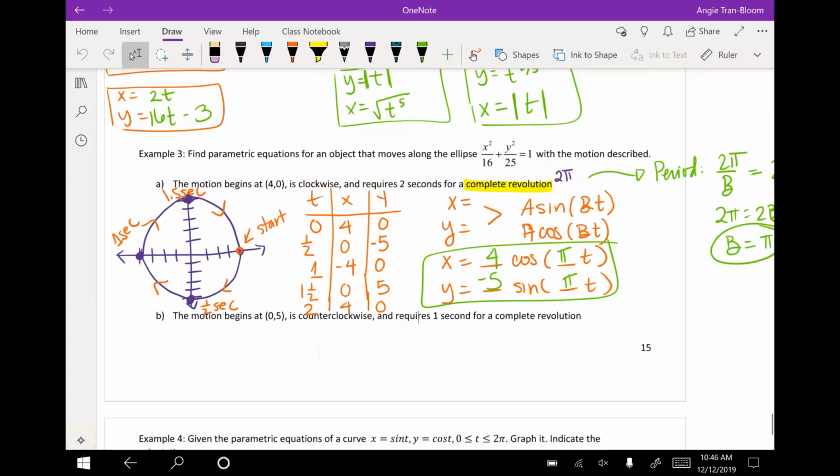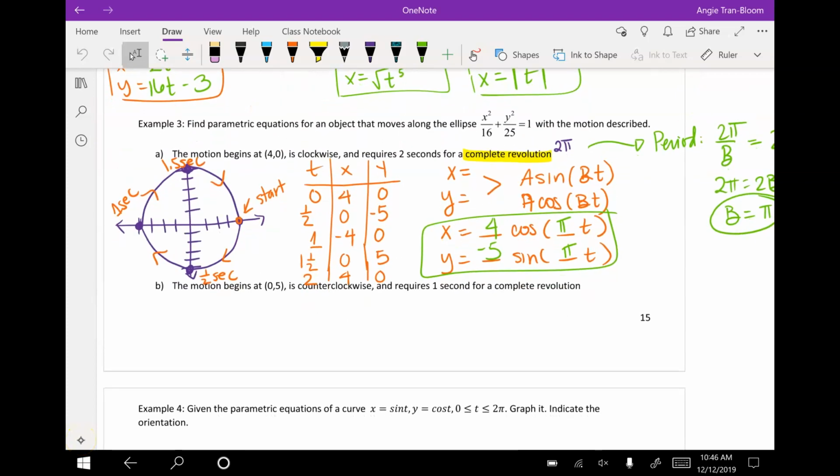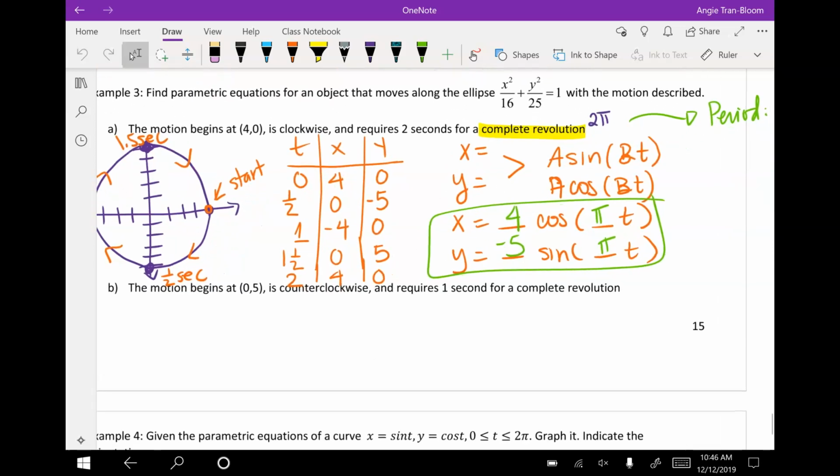Yesterday, guys, we did example A already. The instruction is find the parametric equations for any object. In this case, we have two examples, so those two objects. It moves along the ellipse of x squared divided by 16 plus y squared over 25 equals 1. Okay, we did A yesterday. Then today, we're going to do B.